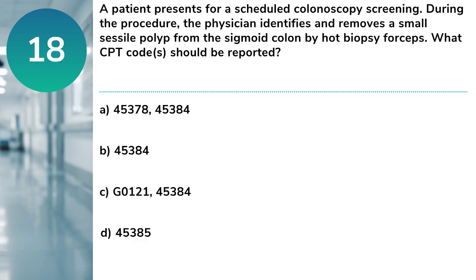Question 18. A patient presents for a scheduled colonoscopy screening. During the procedure, the physician identifies and removes a small sessile polyp from the sigmoid colon by hot biopsy forceps. What CPT codes should be reported? A. 45378, 45384. B. 45384. C. G0121, 45384. D. 45385.